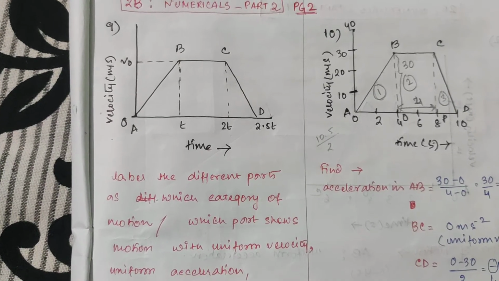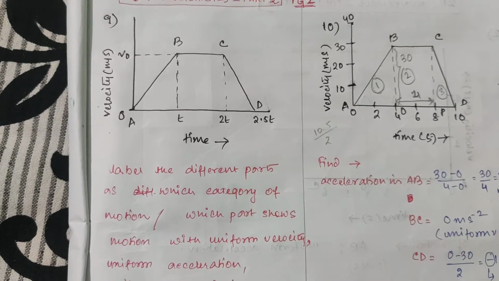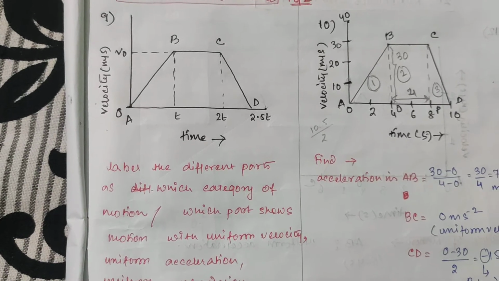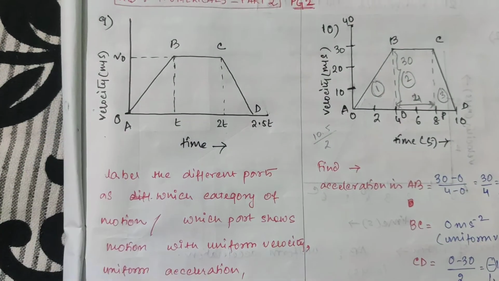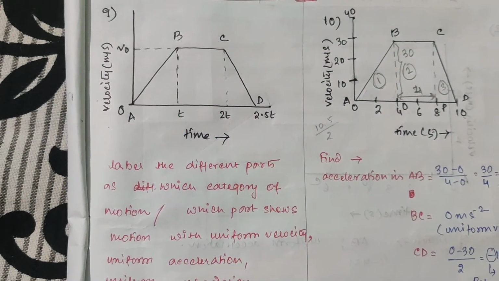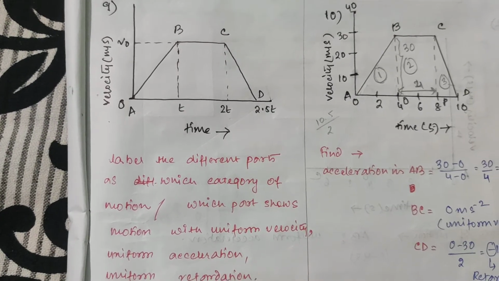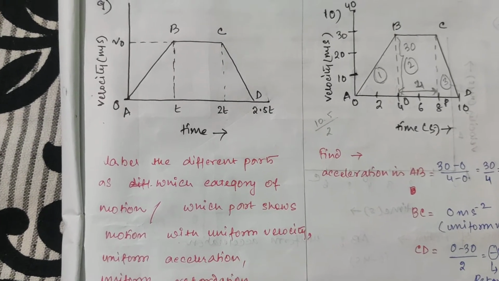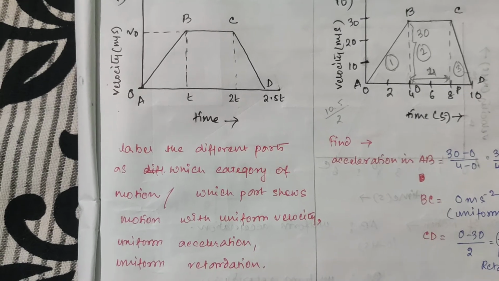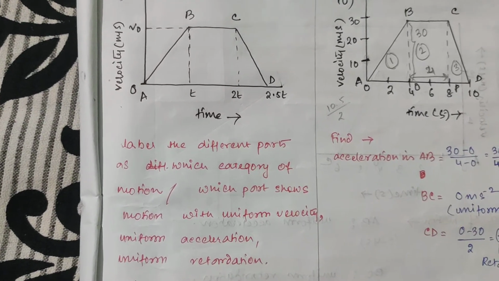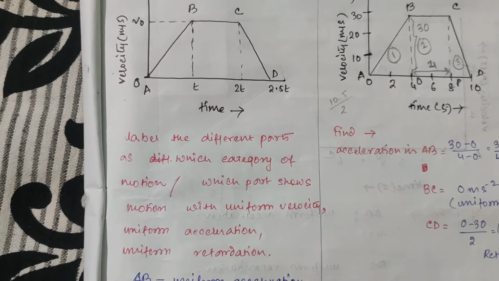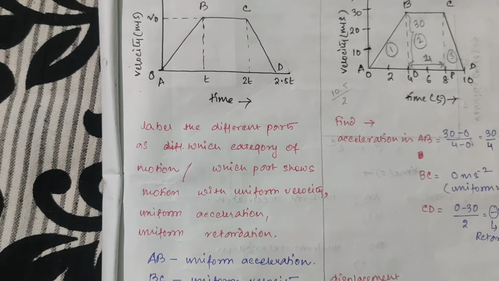See, the graph is given to you. First question, number 9: label the different parts as which category of motion. That means AB, BC, CD represent which categories of motion. AB will represent uniform acceleration.